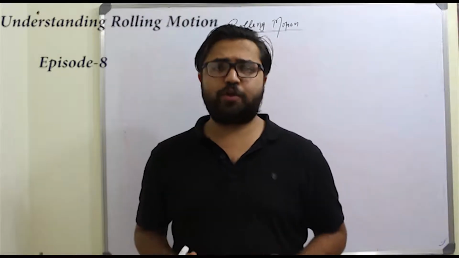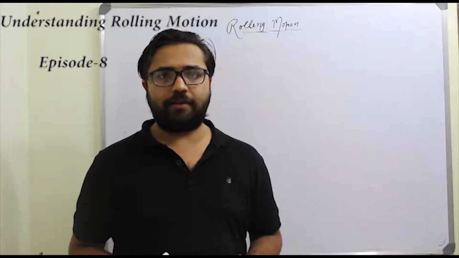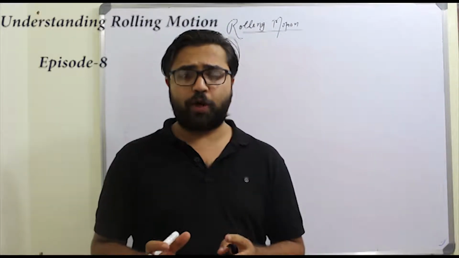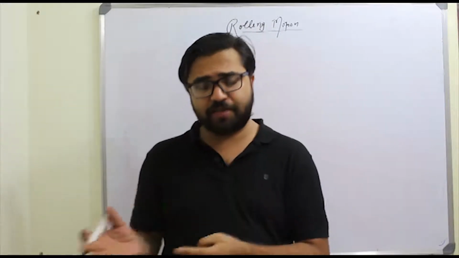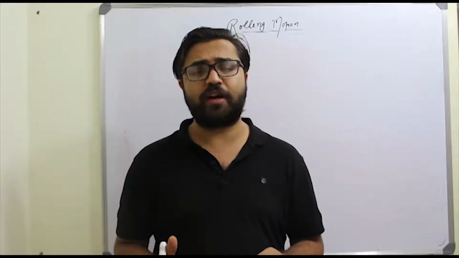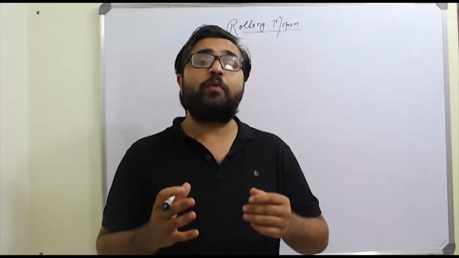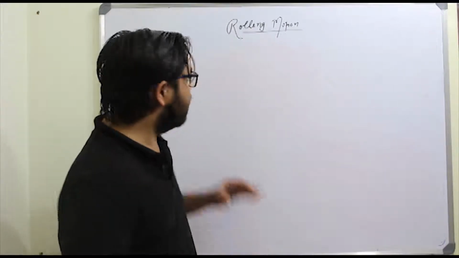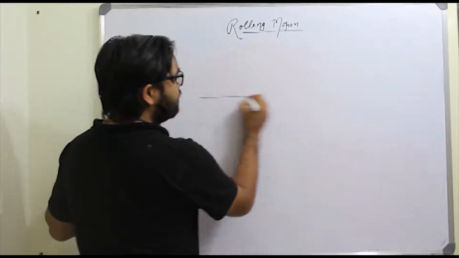Hi. In the previous episodes, we saw the problems where it was already given that the object which was rolling was already in pure rolling. Now, in the next few episodes, we are going to encounter the cases where the object which will be rolling will not be already rolling. For example, let's say there is this rough horizontal surface.